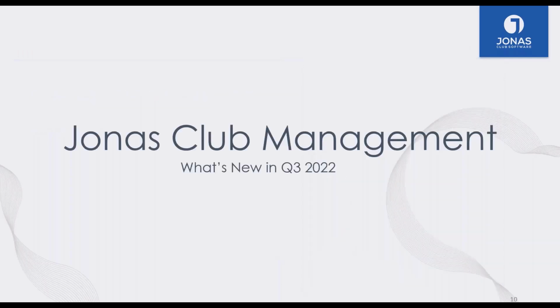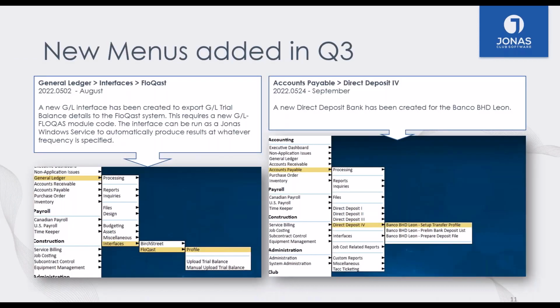Thanks, Relita. All right, we're going to get started here. I'm going to take you through some of the new options that we've added in Q3. So we're going to get started right away with some of the new menus that we added into Jonas in Q3. First up, we have a new general ledger interface that was added for the Flowcast third-party interface. This program is used for exporting your trial balance details into the Flowcast database from Jonas.